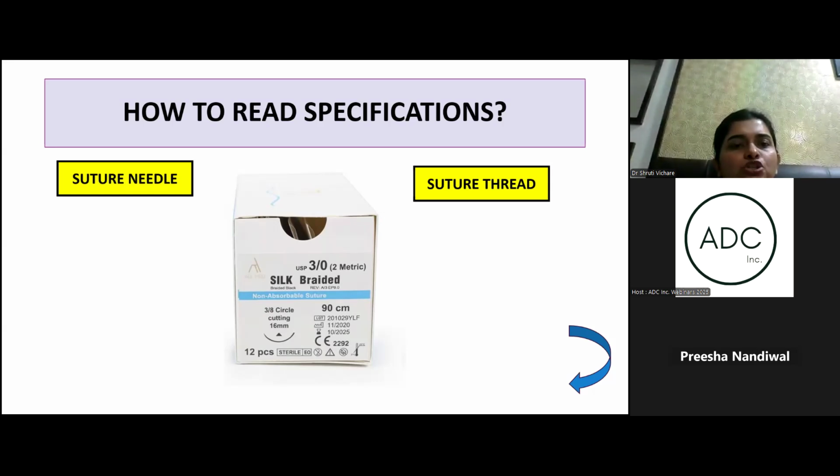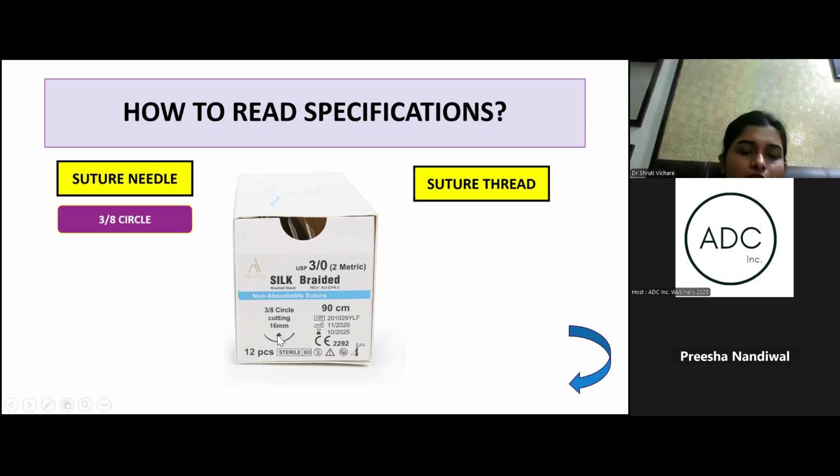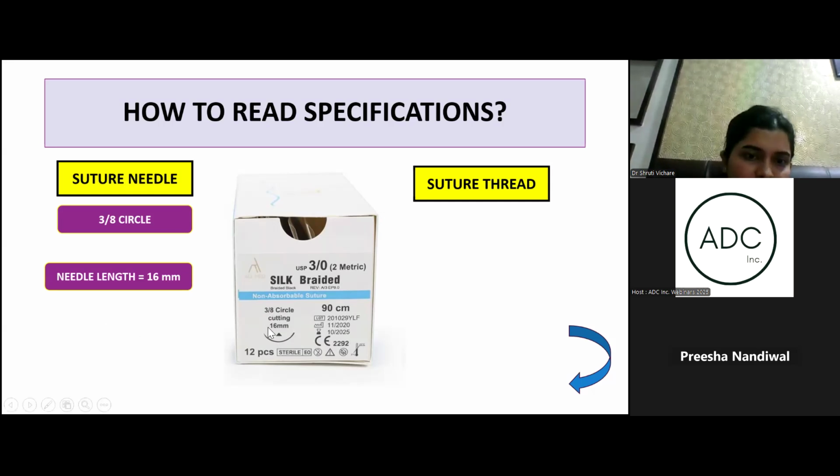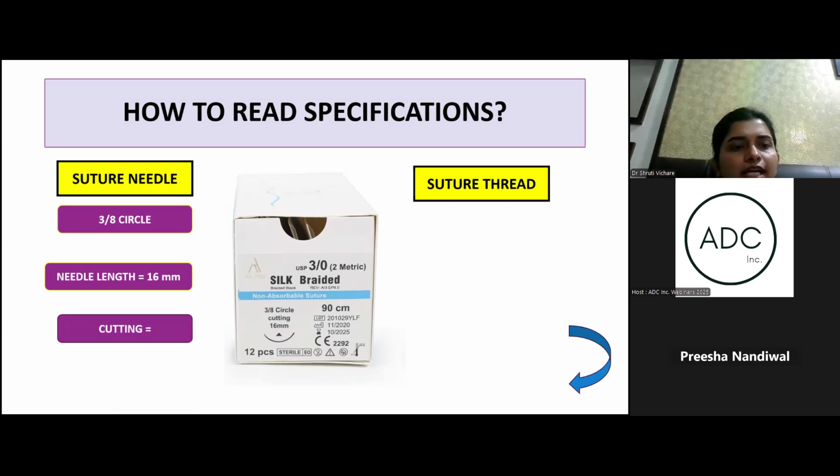Related to the suture needle, we have a 3/8 type of needle, as mentioned here. There's one more detail mentioned, the needle length, which is given here as 16 millimeters, that is about 1.6 centimeters. It is mentioned that it is a cutting kind of needle. They've given a symbol. Sometimes only the symbol is given and cutting is not written.